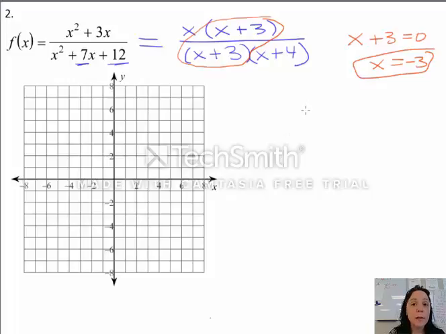So in order to plot the hole on the graph, I'm going to need to find the y value. It's also, I think, a little bit easier if I sketch in some asymptotes. So my vertical asymptote is going to be where x plus 4 equals 0, or at negative 4. So let me just sketch that in quickly. And my horizontal asymptote, since these are the same, is going to be at the ratio of the coefficients, which is 1.